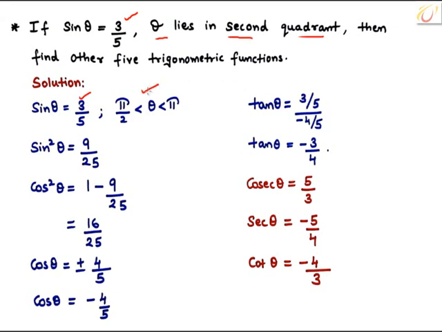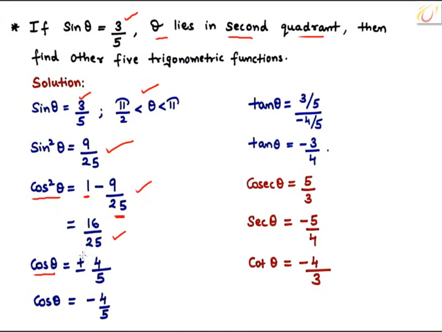So if we want to find cos, just square sine, you will get sine square theta, which is 9 by 25. Sine square theta plus cos square theta is equal to 1. So cos square theta is 1 minus sine square theta. So in our case, 1 minus 9 by 25, which will give us 16 by 25. But that is the value of cos square theta. We want cos theta. So cos theta will be square root of both sides. You will get plus or minus 4 by 5.